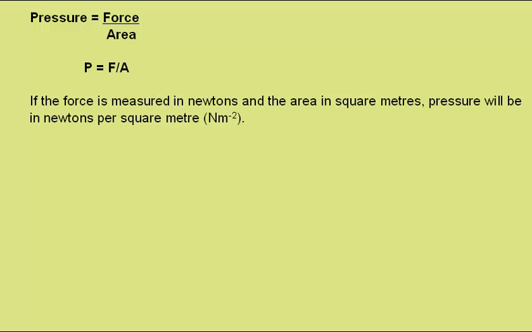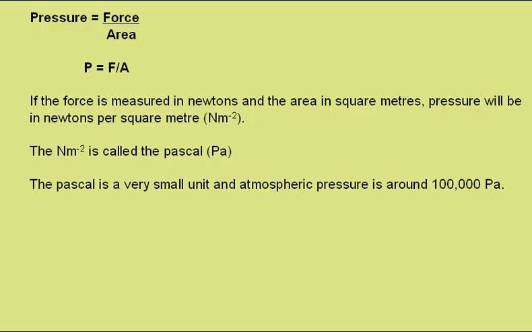Pressure. Pressure is equal to the force applied divided by the area over which the force acts. So we can write P equals F over A. If the force is measured in newtons and the area in square meters, pressure will be in newtons per square meter. The newton per square meter is called the pascal. The pascal is a very small unit, and atmospheric pressure is around 100,000 pascals.